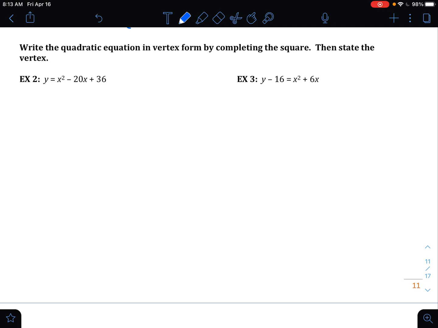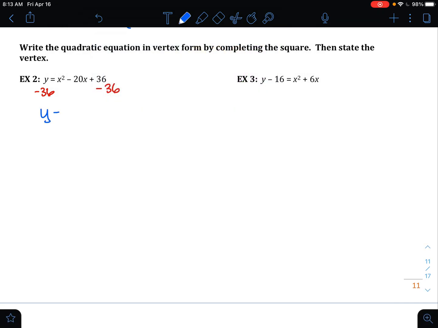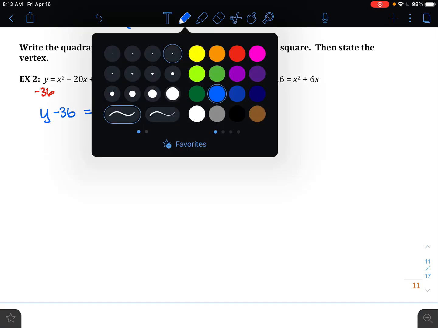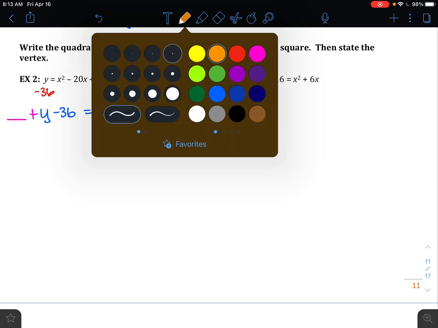Now, if you want to try it on your own, go ahead and pause, and then get as far as you can. Okay, step 1, move the C value. So I'm going to take away 36 on both sides. So I have y minus 36 equals x squared minus 20x. And then I would highly encourage you to add these blanks, because if you don't do this, it's very easy to forget to add the number to both sides.